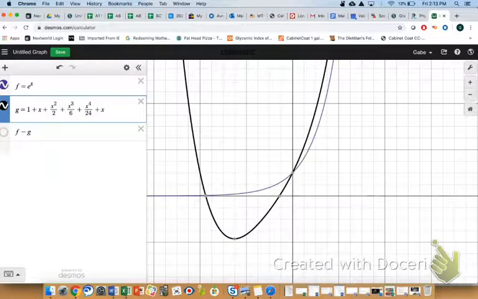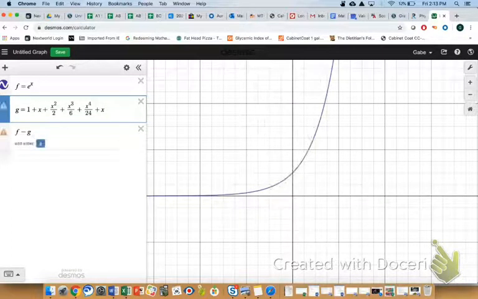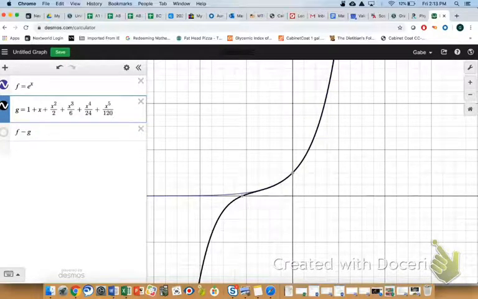So x to the 5th over 120. Okay, now watch. Plus, minus. So can you see how that tail on the left side goes down, up, down, up? The end behavior is changing each time.